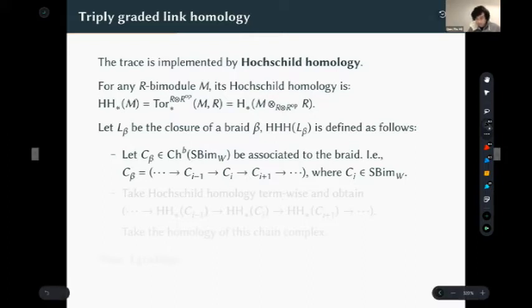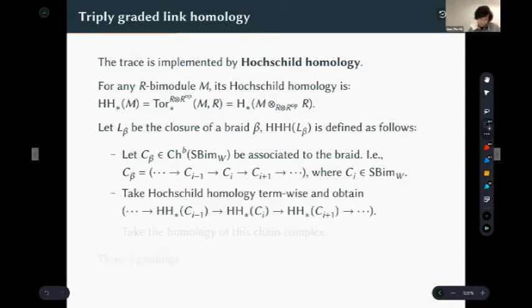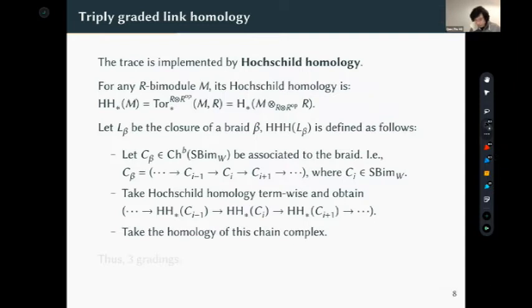So Rouquier constructed this thing for simple crossings, which you tensor together to get all the different braids that you like, because that corresponds to concatenating braids. And then the next step is also actually very interesting. You take Hochschild homology term-wise. It's important to do this, and obtain a new chain complex. And then you take the homology of this chain complex.